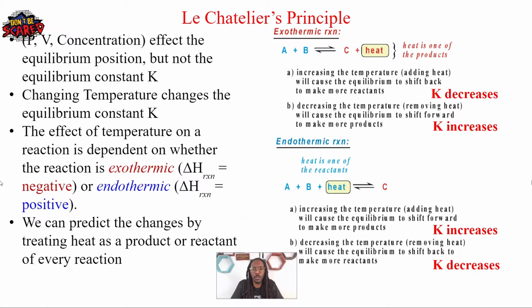So endothermic reaction, we said that delta H is positive. So we're going to be absorbing energy. We're not releasing like exo.